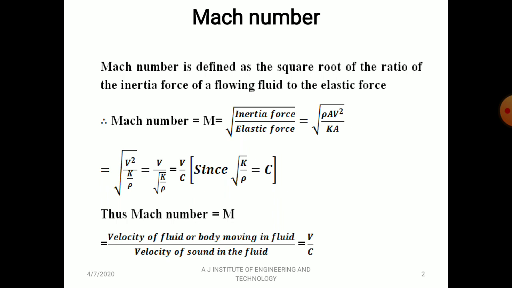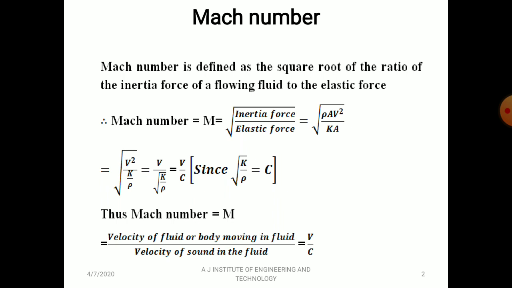Now, inertia force is given by rho A V square. This you have to remember. And elastic force is given by K into A, where K is the stiffness, K is the bulk modulus. So, the Mach number expression becomes M equal to square root of rho A V square divided by K A.